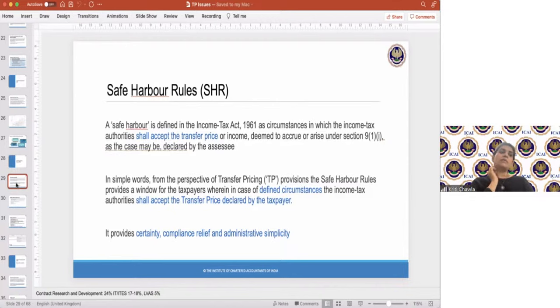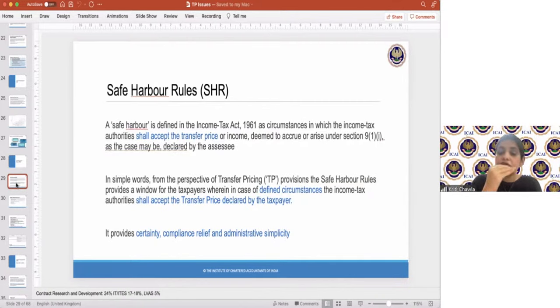Now, what happened was, for each of these services, there was a lot of dispute. Whatever was the margin that was being earned by the Indian entity, it was all in dispute. And because of this, there was a lot of litigation in India. So the income tax authorities came up with something called safe harbor rules. And they listed down these typical transactions.